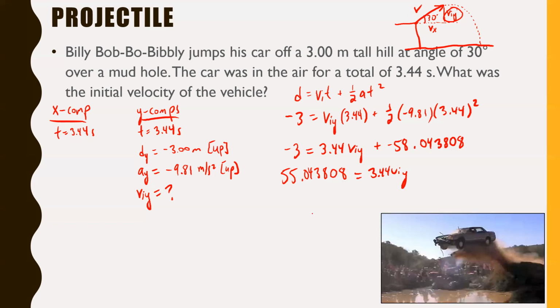Divide by 3.44 on both sides. This is going to give us VIY equals 16.1157 and a bunch of other stuff, but I think I'll leave that there. So that's our initial velocity in our Y direction.